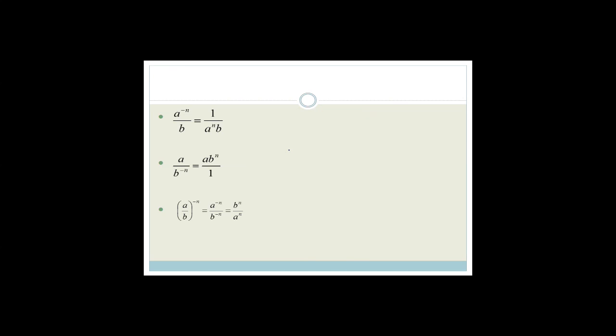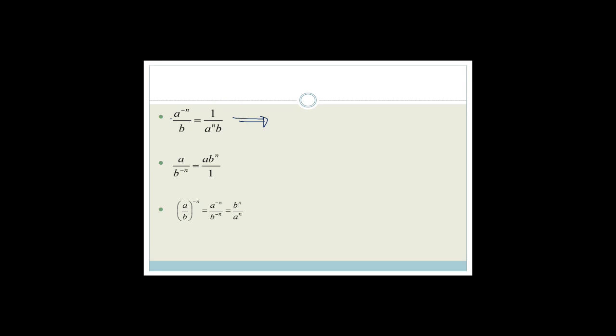But before we look at the mixed examples, we've got some rules. Okay, and what we're showing you here is that a to the minus n over b is equal to 1 over a to the n times b. Okay, how do we get that? How did that come about?